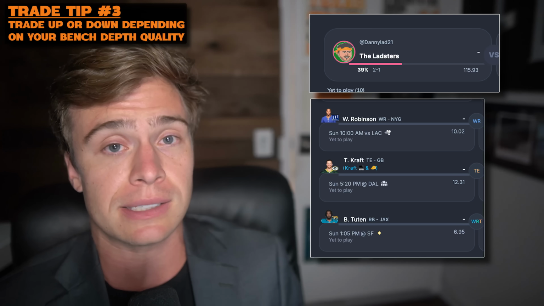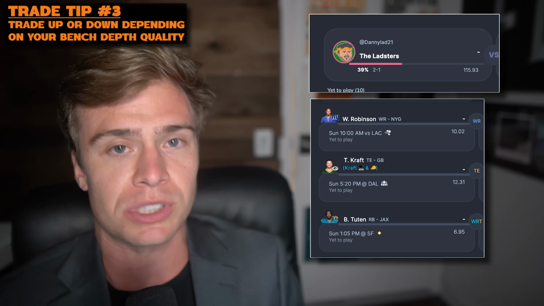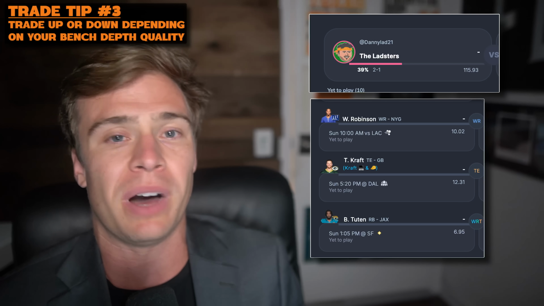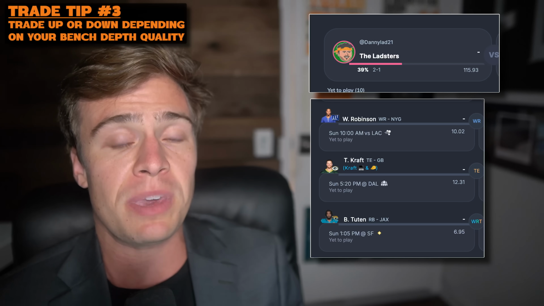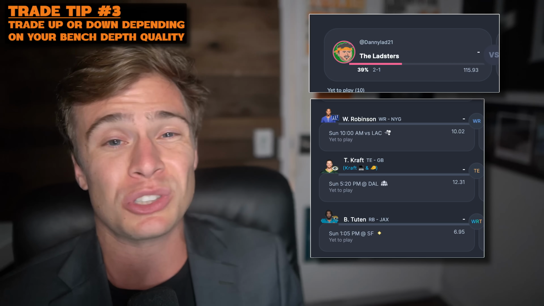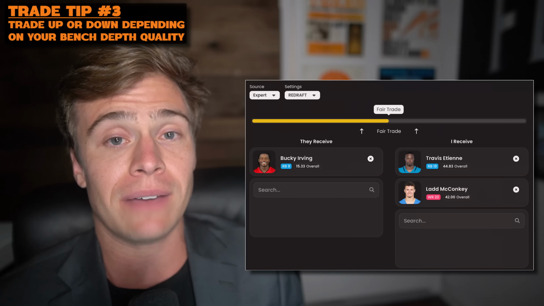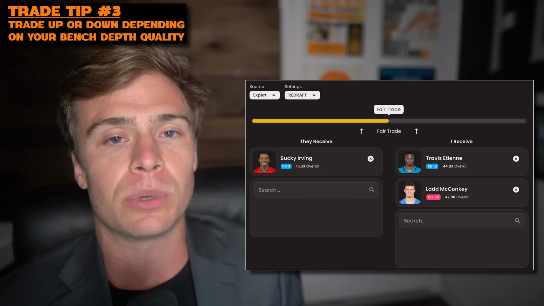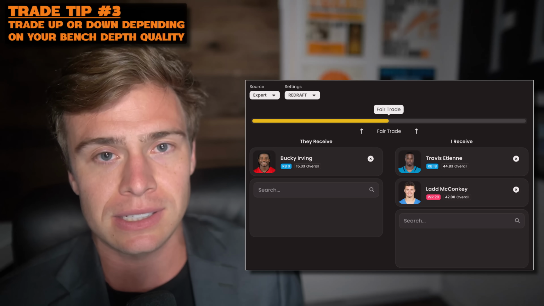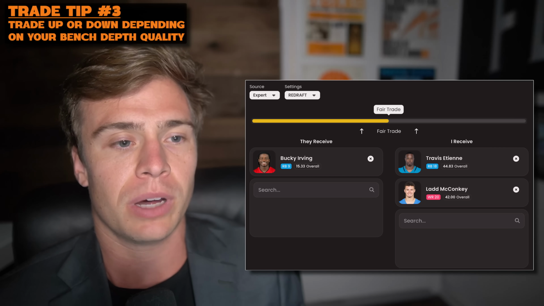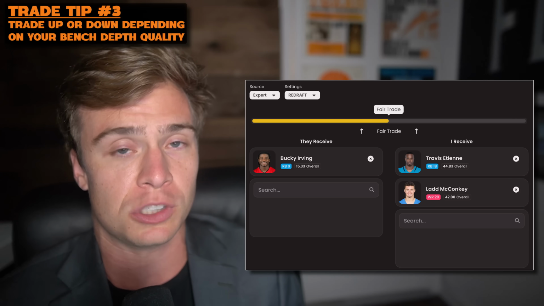So if you just lost CeeDee Lamb and you lost James Conner, and you are also sitting there with Bucky Irving as your running back, you may be forced to be in a position where you actually have to make a tier down, where you may have to sell Bucky Irving and in return get back like Travis Etienne and Ladd McConkey. But of course, it's going to be very dependent on your specific team.